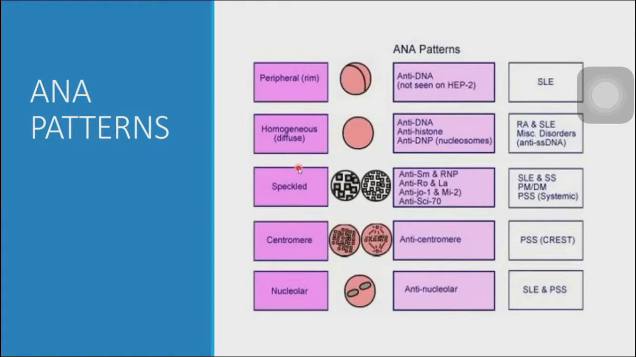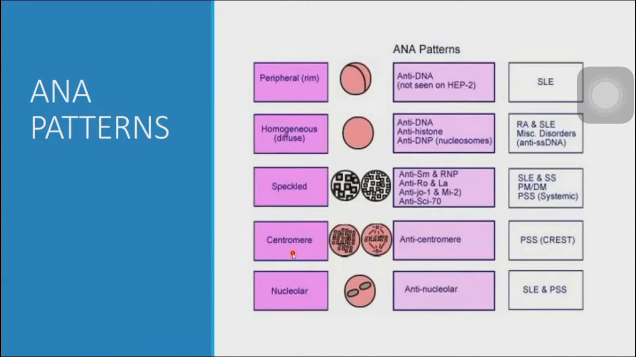For the speckled or mottled appearance, we have anti-SmRNP, anti-Ro and anti-La, that is, anti-Ro or anti-SSA, anti-La or anti-SSB, anti-Jo1, anti-Mi2, and anti-Scl70. These antibodies are what we call antibodies to extractable nuclear antigen, or anti-ENA, and they have a speckled mottled appearance. The conditions associated with anti-ENA are SLE, Sjogren's syndrome, polymyositis, dermatomyositis, and progressive systemic sclerosis or scleroderma.